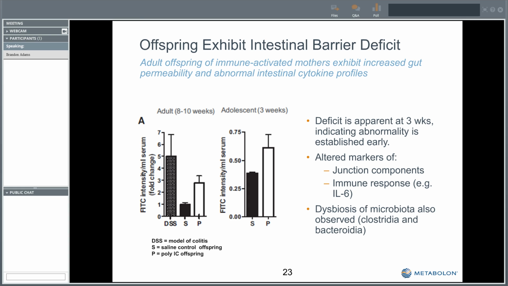On the left-hand side here, we're looking at FITC intensity, which is a measurement of gut permeability, and DSS is our model of colitis. So as you can see, the positive control model of colitis has a very high level of gut permeability. The offspring coming from the infected mother have a higher FITC level compared to the saline control, suggesting that they do have a leakier gut. Importantly, those changes were seen not only in adults, but also at 3 weeks of age, suggesting that this abnormality takes place really early in age.